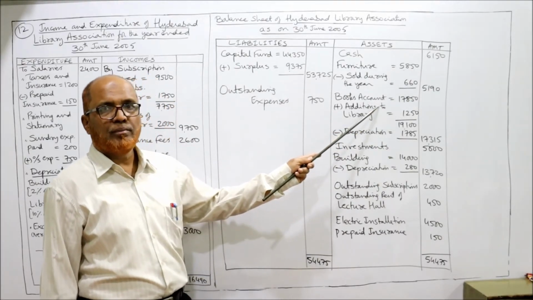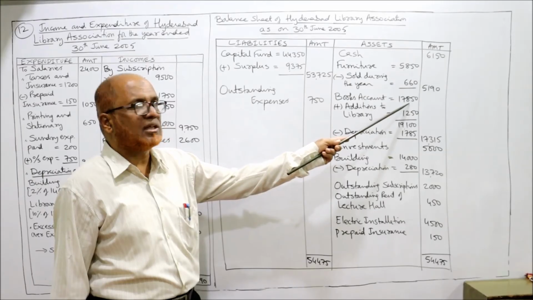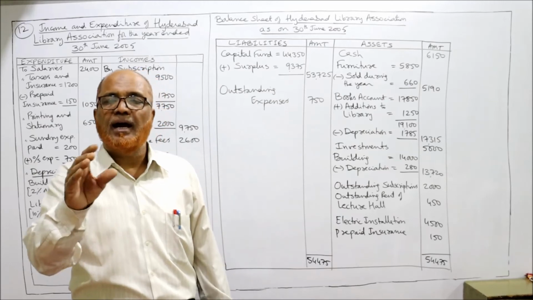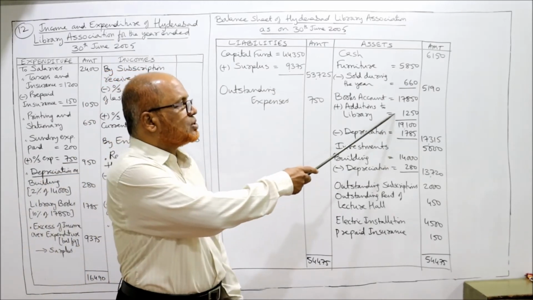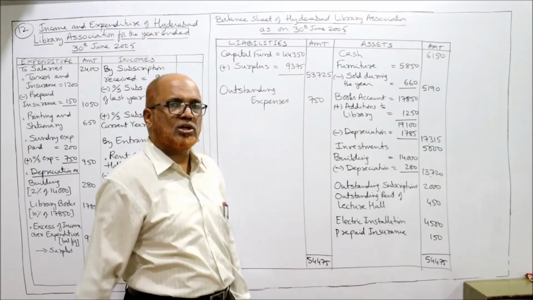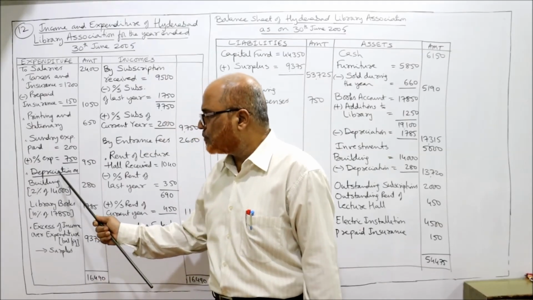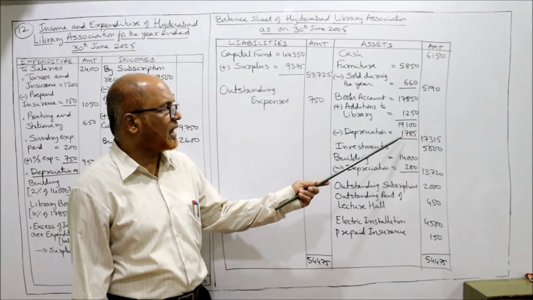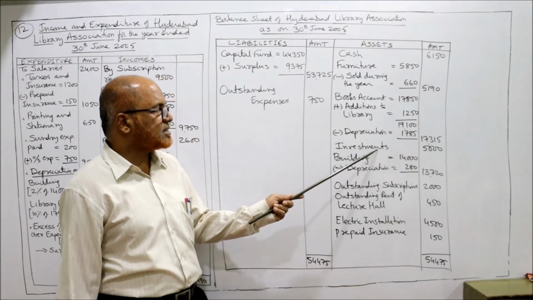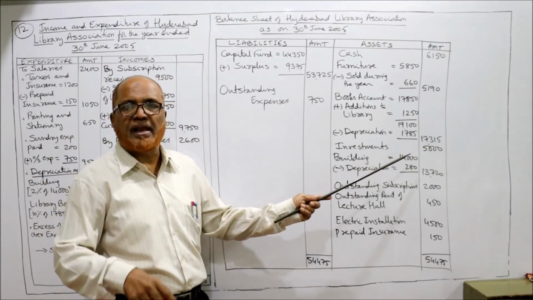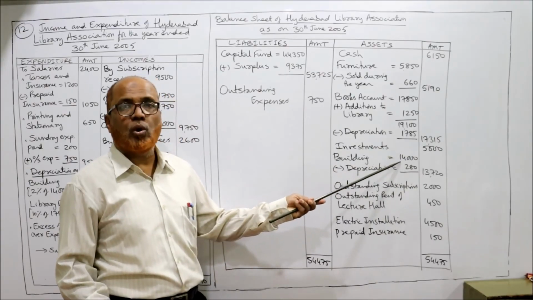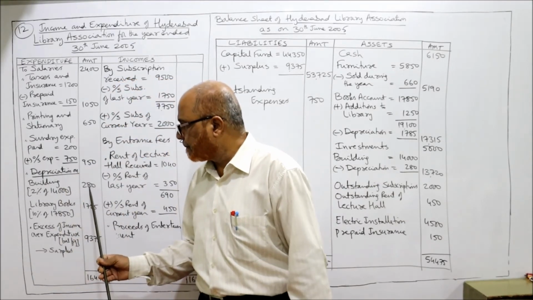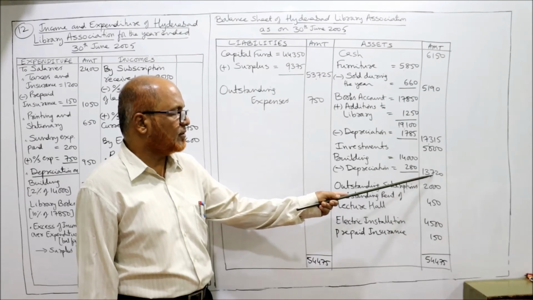Books account. In the opening balance sheet you can see books account 17,850. To this, additions to library. During the current year, on the payment side you can see additions to library, books purchased 1,250. Add it, and from it minus depreciation 1,785. Depreciation already provided here, on library books 10% is 1,785 depreciation. Subtract 1,785, 17,350. Investment. In the opening balance sheet there was investment, and the closing balance sheet has the same investment. Building 14,000 in the old balance sheet, beginning of the year. From this we subtract depreciation, 280 rupees we have provided. 280 rupees depreciation, minus, 13,720.